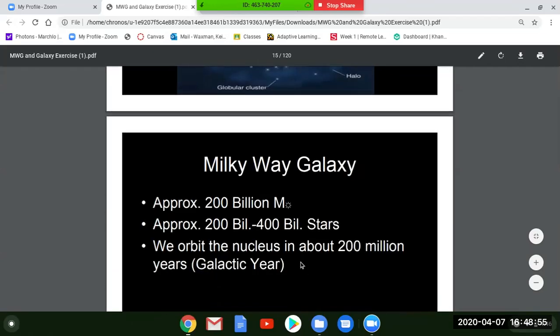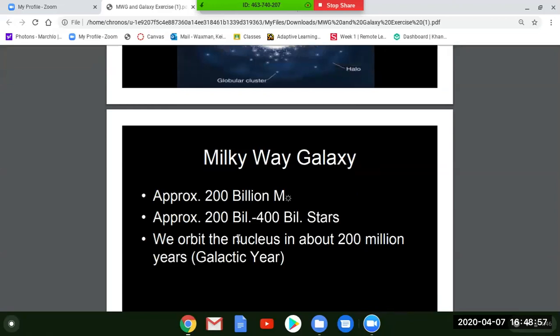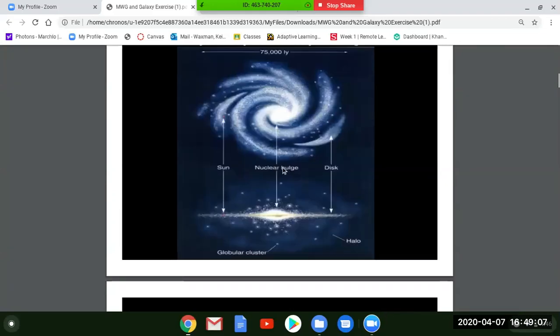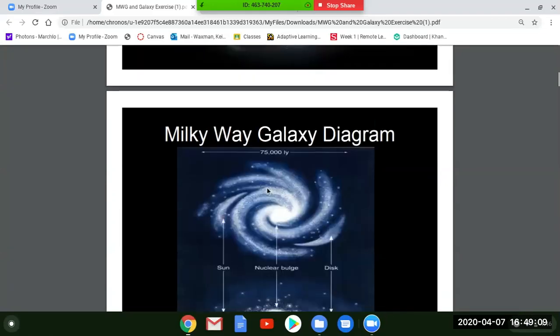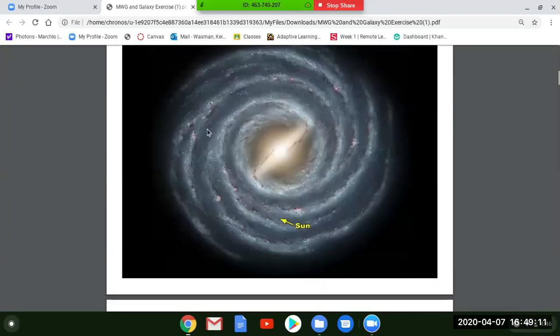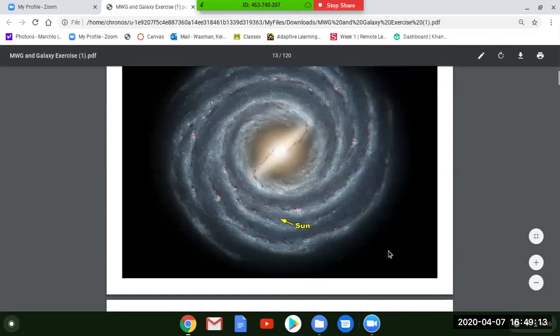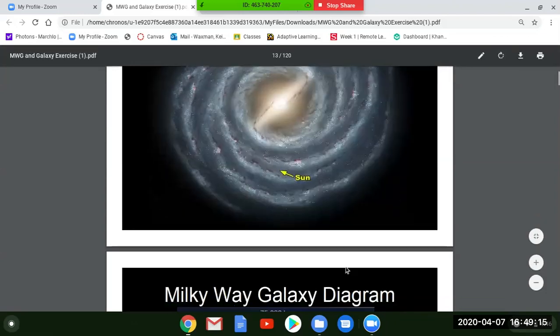So what do you need to know here? We have about 200 to 400 billion stars in the Milky Way. It's good to know. And we go around the center of the galaxy in about 200 million years. It's called the galactic year. As the galaxy spins, we go around the center, and it takes about 200 million years to go around once.